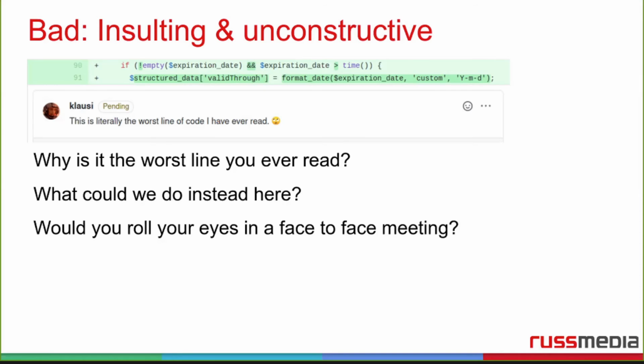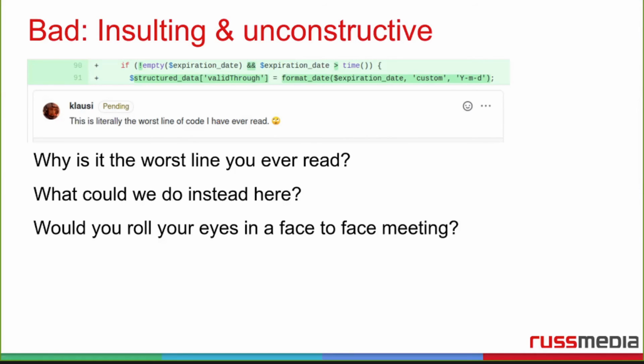There's actually one good thing about this comment. He commented on the exact line. So he didn't just dump this as a general comment on the pull request. He actually said this line is really, really bad. Okay, at least there's some feedback. I know that something is wrong with this line. But Klausi here is leaving out a couple of important details. Why is it the worst line he has ever read? What could we do instead?